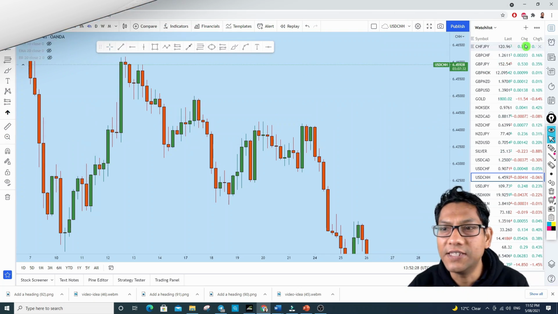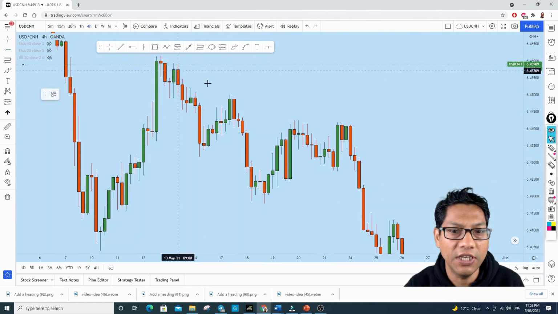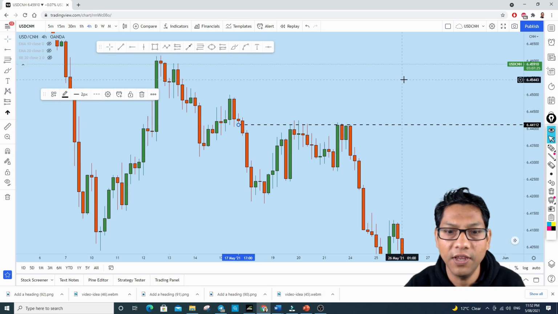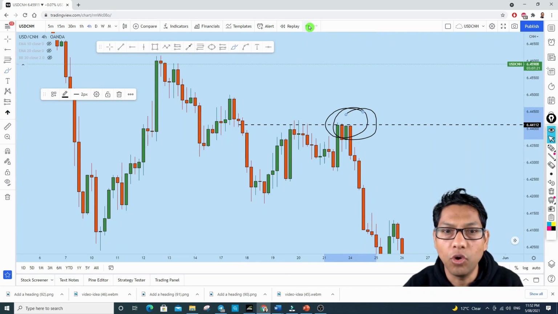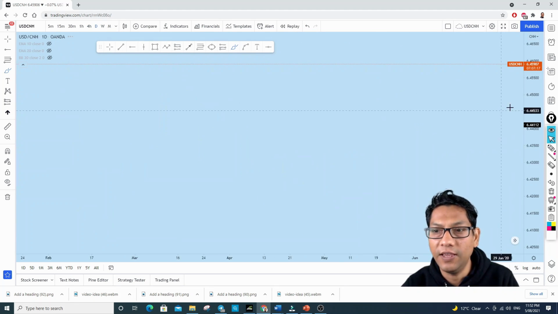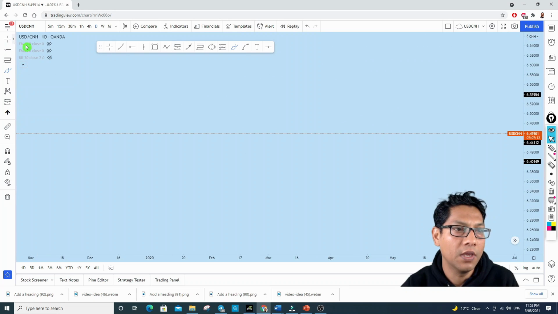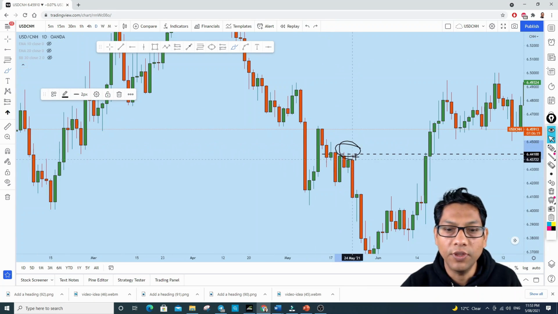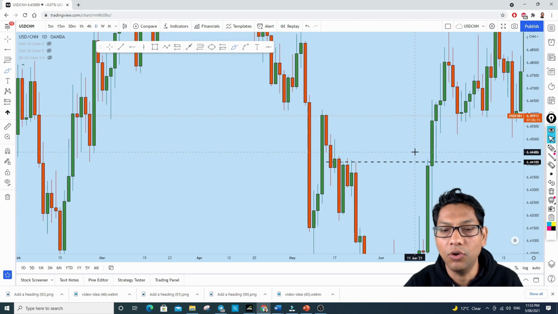Okay, so let's see this example on double top now. This is USD CNH. So let's draw a level here first. So this is what we will be looking at now, and we have drawn the level. Now jump onto the daily or weekly time frame to see what this level looks like on the daily. So this is what it looks like on the daily. So we see that this is a resistance on the daily time frame.